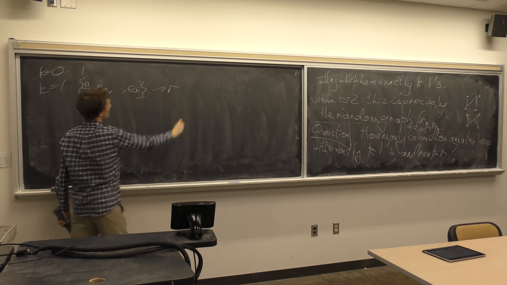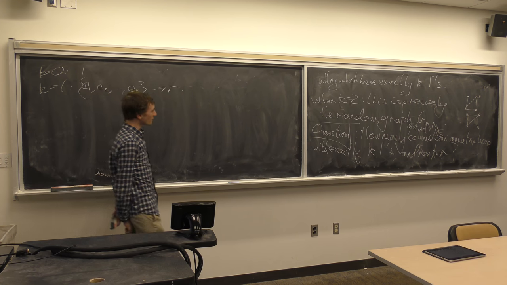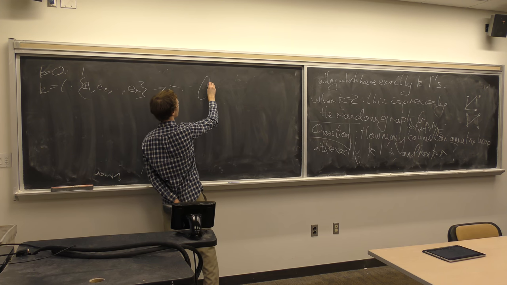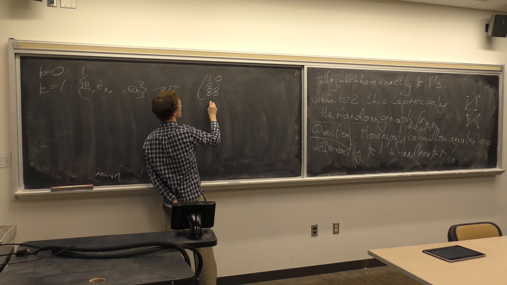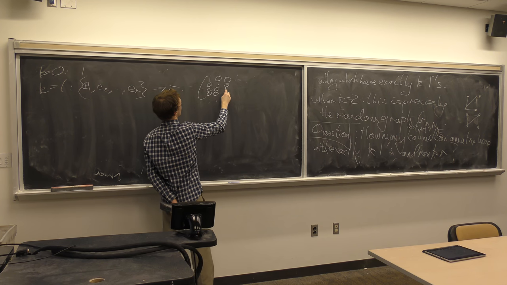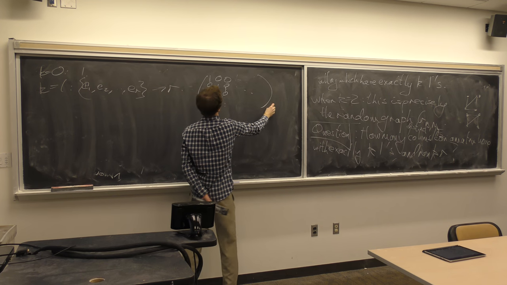I do E1, E2, E_R. Yeah, rocket science. Yeah, the matrix is on the left. 1, 0, 1. This looks remarkably like the identity matrix.